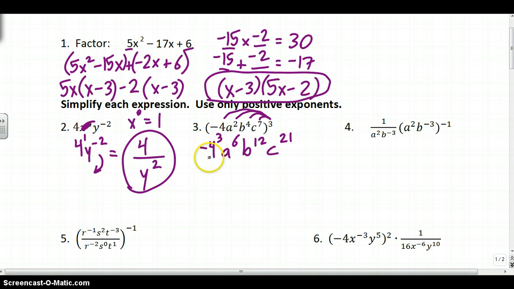Only thing you have to take care of now is what's negative 4 to the third. That's the same as negative 4 times negative 4 times negative 4, which in this case is negative 64. And then you still have a to the 6th, b to the 12th, c to the 21st power.